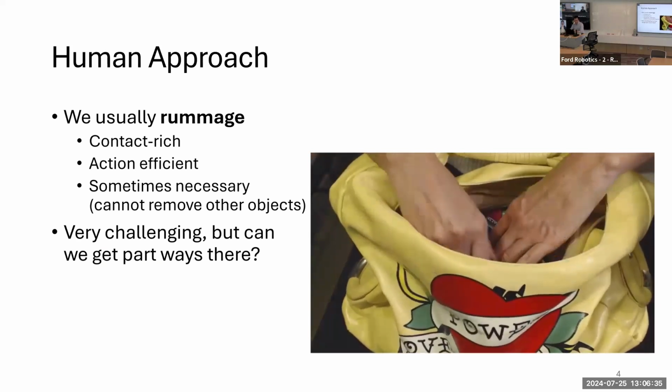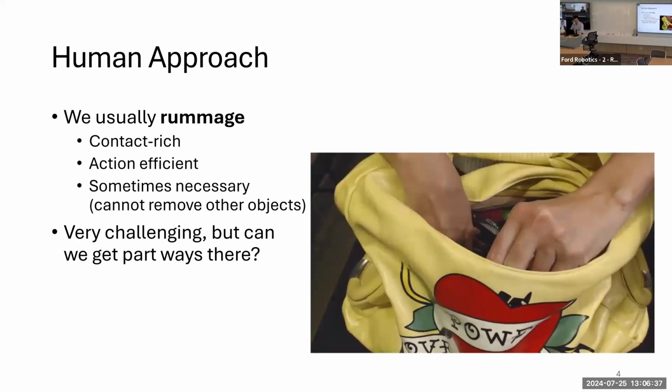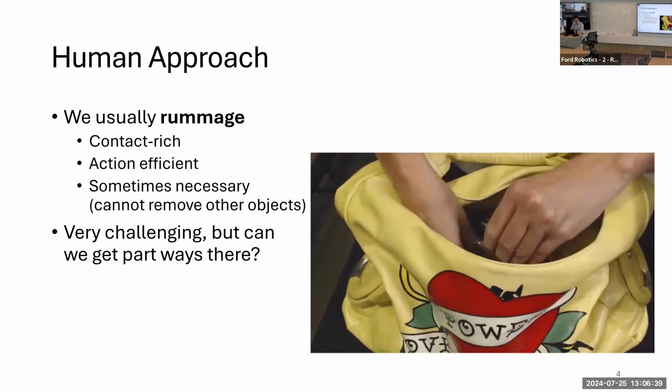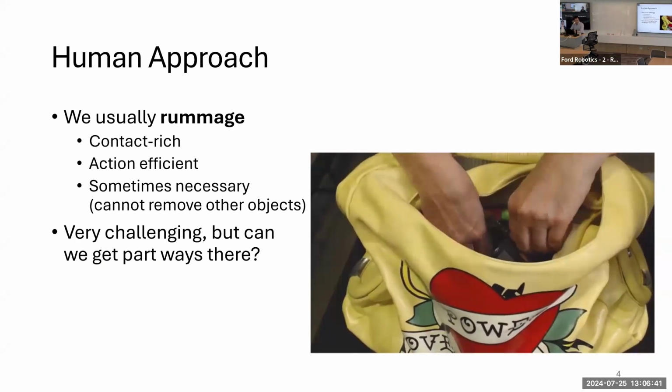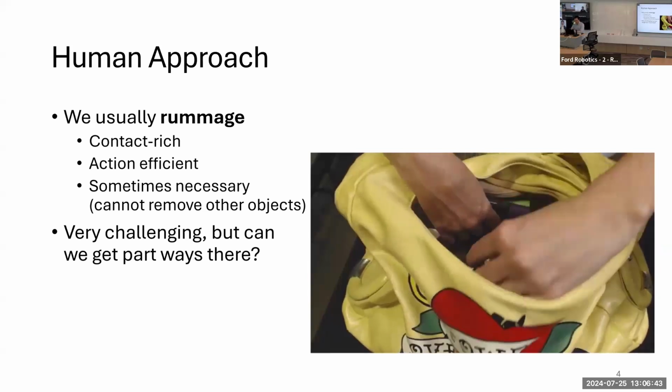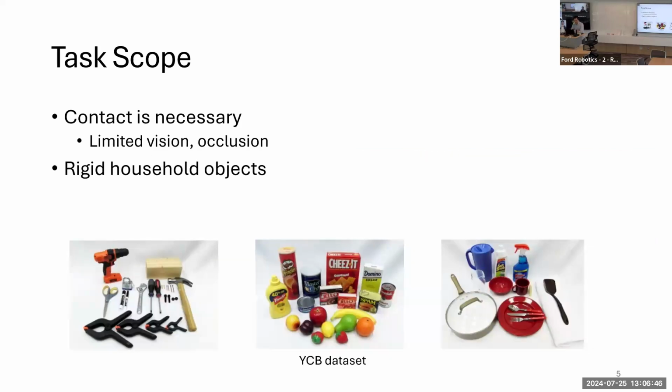This is the type of behavior that my research seeks to enable, but it's a very challenging problem. So can we at least get part way there? To scope the problem down, I only consider tasks where contact is necessary, such as due to limited vision from occlusion, and only consider rigid household objects, such as from the YCB dataset.